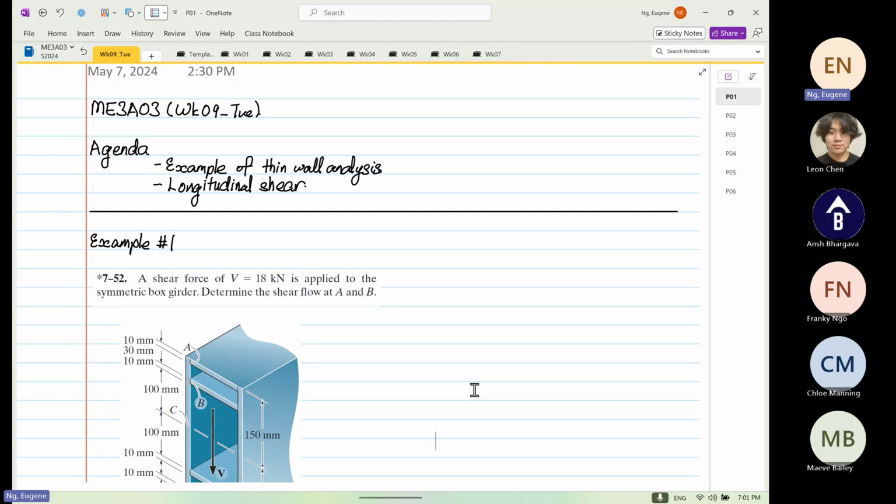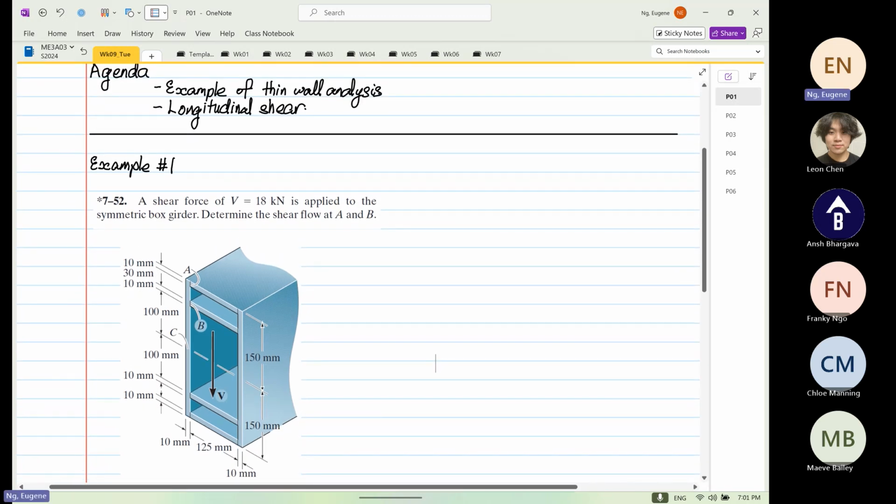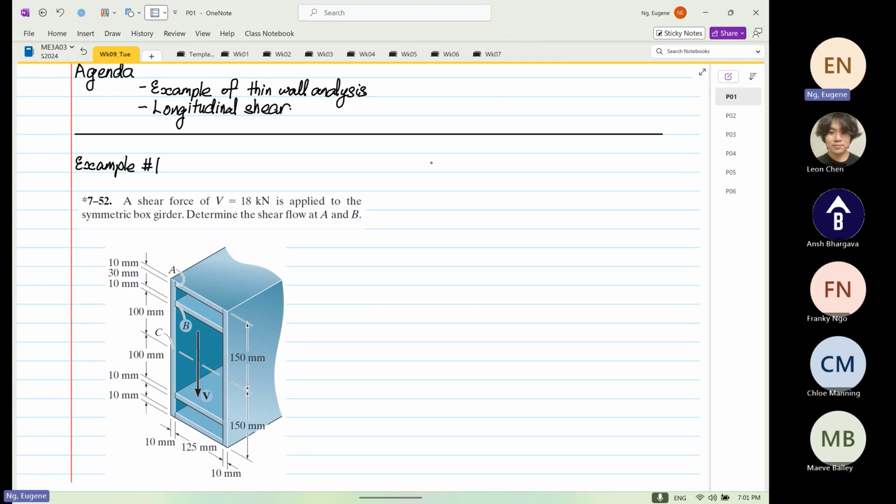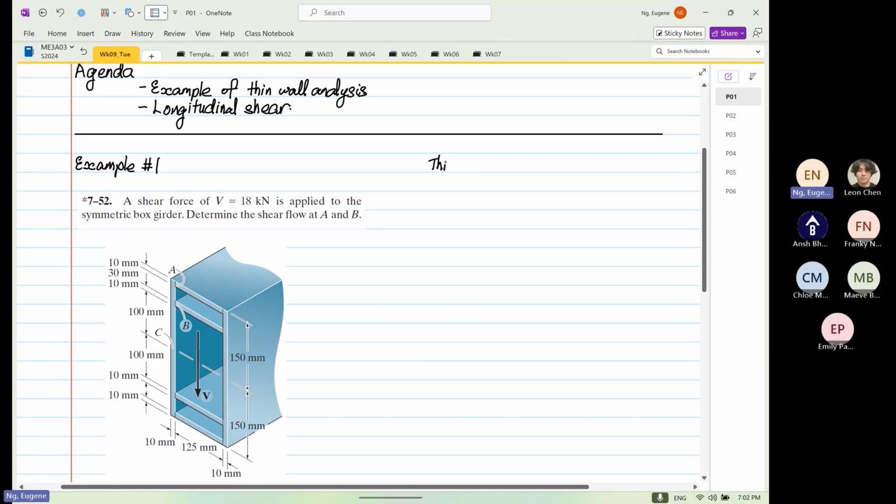Okay, now let's look at this example. But before we go to this example, I want to refresh your memory on thin wall analysis. Okay, as you can see, example 1 is a thin wall structure.